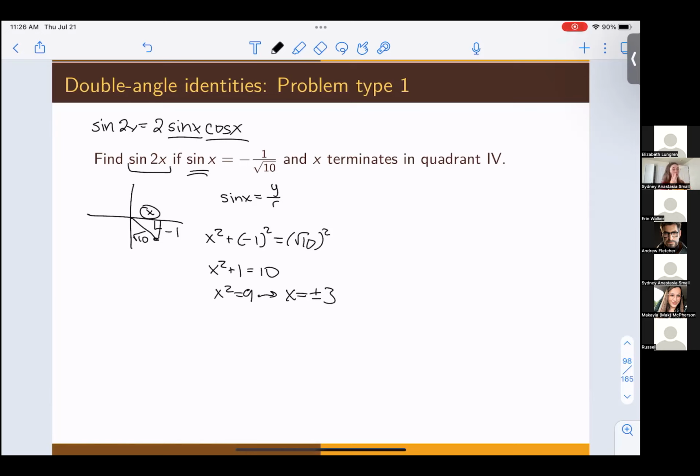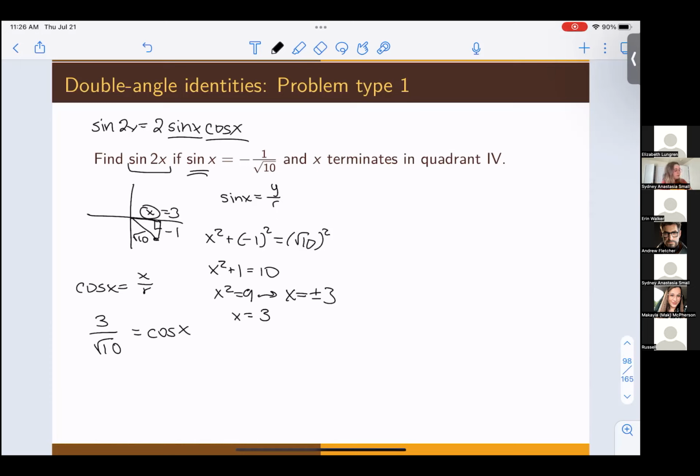I know that my angle terminates in quadrant 4. So this x value here is positive. We are on the positive side of the x-axis. So x equals positive 3. Remember, the cosine of x is equal to the x-coordinate over the radius. So we have 3 over square root of 10 is the cosine of x.